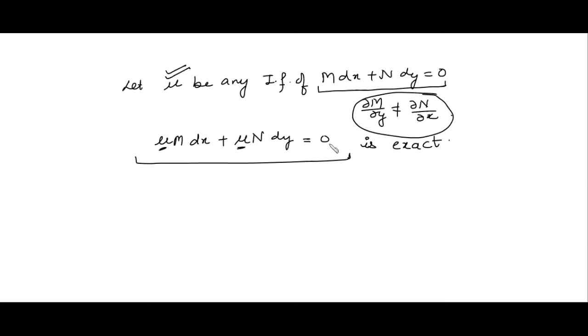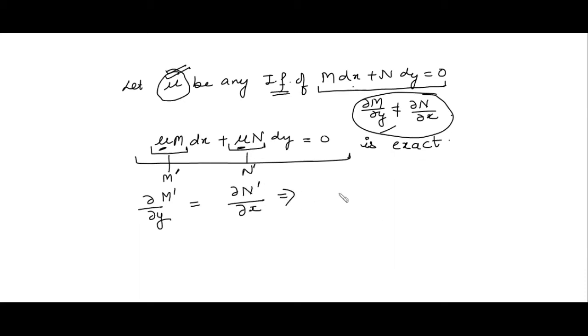So basically we need to find the value of this mu such that the equation is now exact. If this equation is exact, the new M, call this M dash, and the new N, which is N dash, satisfy the exactness condition. So we consider mu to be an integrating factor such that the partial derivative of M dash with respect to y is the same as the partial derivative of N dash with respect to x. That means the partial derivative of mu times M with respect to y is the same as the partial derivative of mu times N with respect to x.